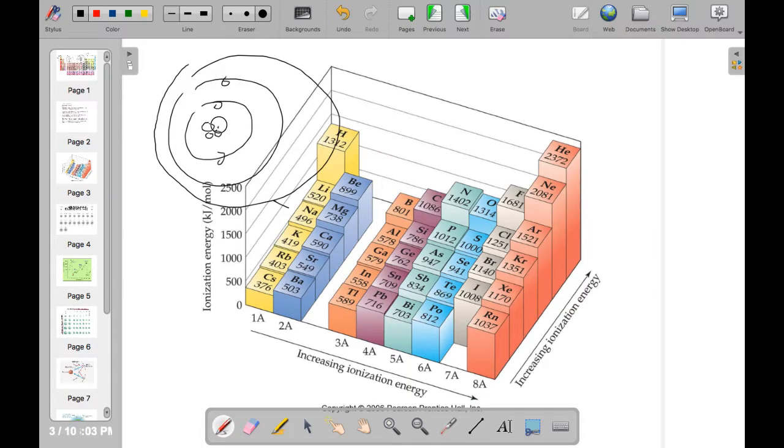The distance from here out to the outer edge of that electron cloud is increasing. So that's why the ionization energy down here is actually lower. It's going to be easier to get electrons from these elements. But across the period, it still increases.